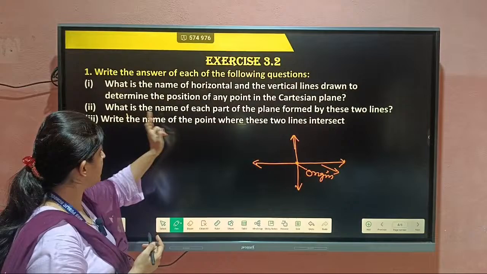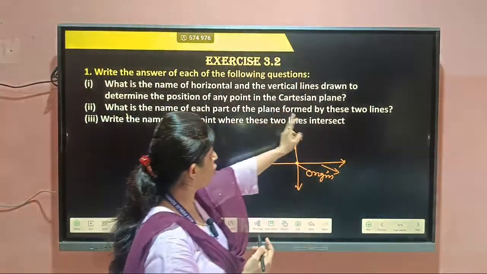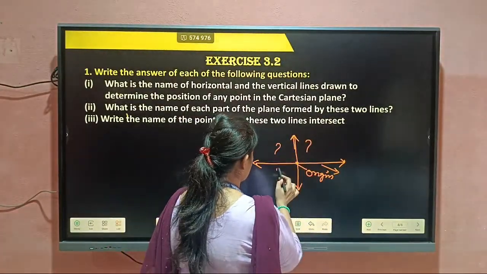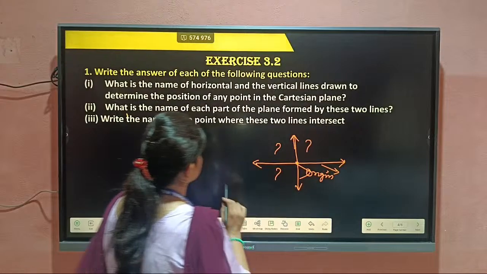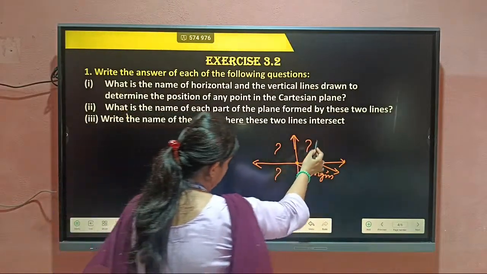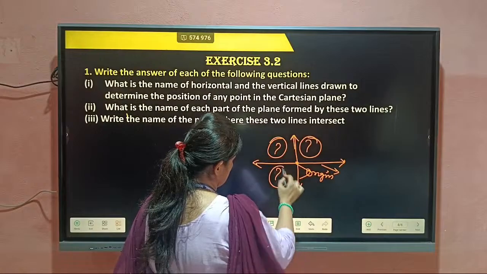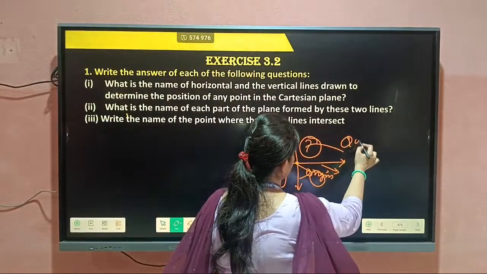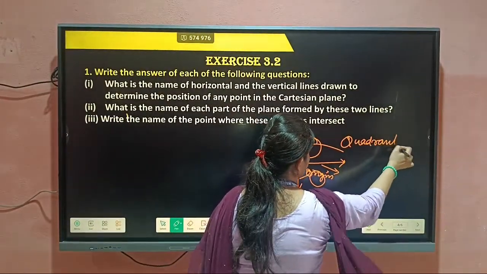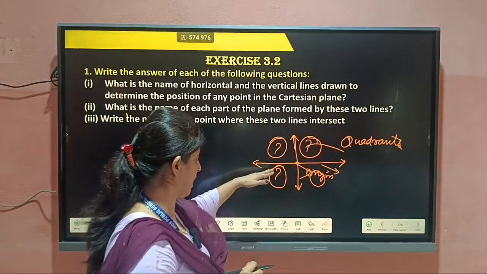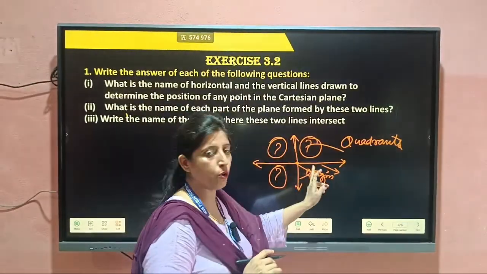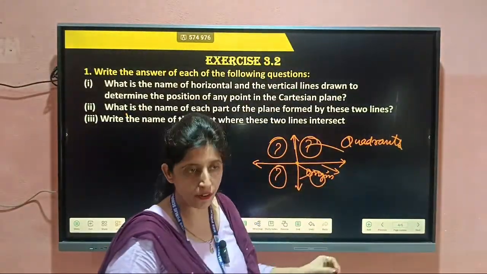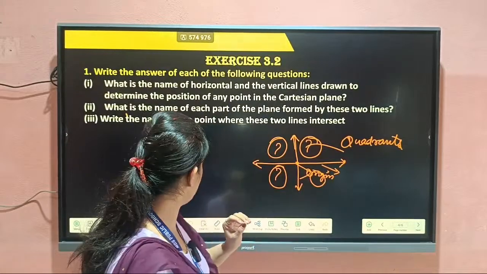Next, what is the name of each part of the plane formed by these two lines? We will give a name to each part of the plane formed, this and this. These are called the quadrants. Because when two lines meet, it divides this plane into four parts. These are called the quadrants, right?